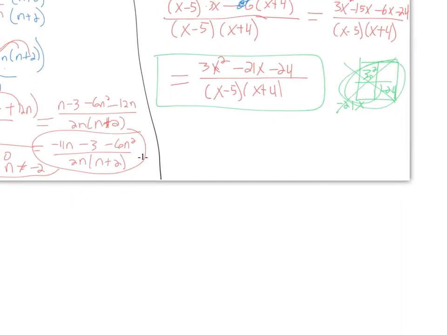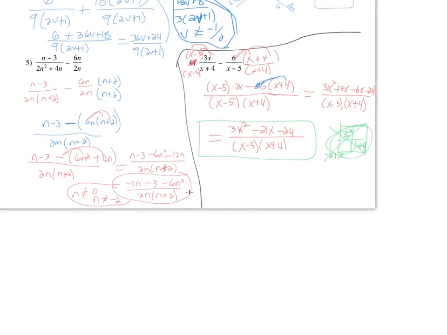We've got to get rid of the two values that make the denominator 0, so we have to say x can't be 5 and x can't be negative 4. X can't be 5 and x can't be negative 4, and so that's also a part of our answer.